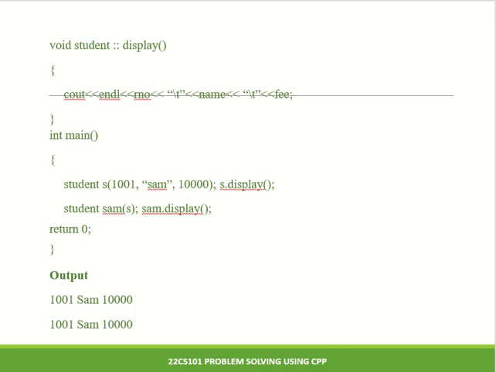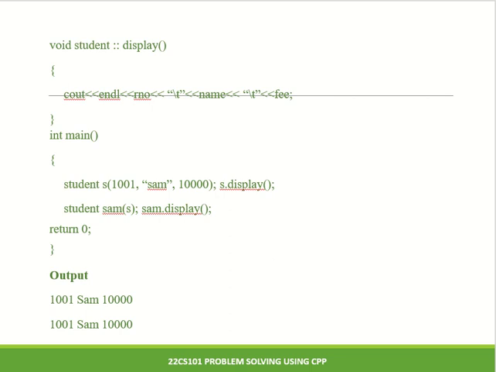Now the function is also defined outside. So void Student::display(). What happens? We are displaying using cout statement, rno, then tab, then name, then tab, then fee. So in the main function we are going to create an object called S. Student S(), first it is rno, then the name and the fee, then S.display(). What value will be displayed? 1001, then Sam, then the fee amount.